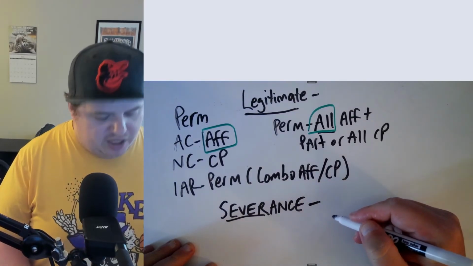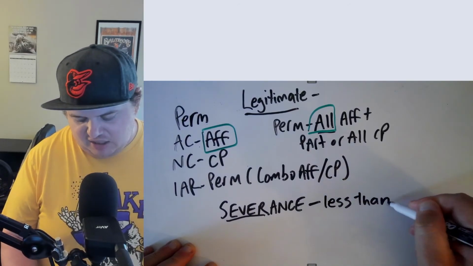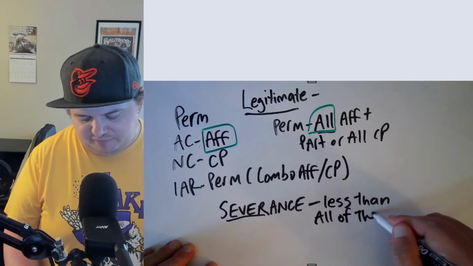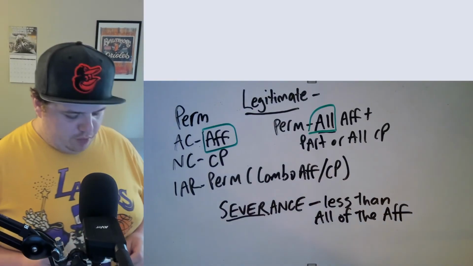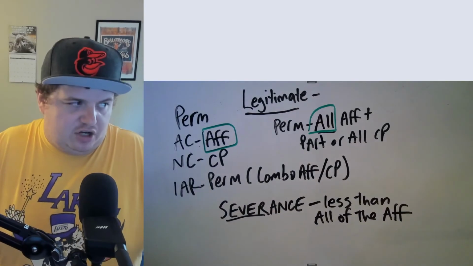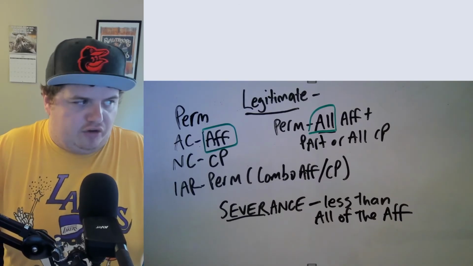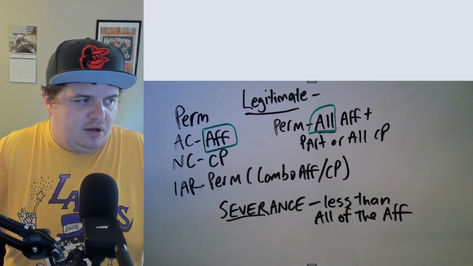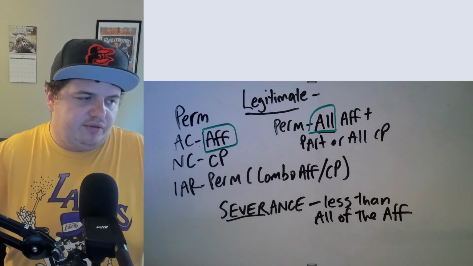So a severance permutation is going to do less than all of the AF. So if the AF said go to all 50 states, a permutation is going to defend me going to not all 50 states. That is a severance permutation. A legitimate permutation is going to do all of the affirmative.